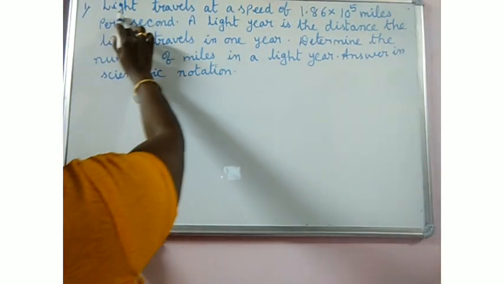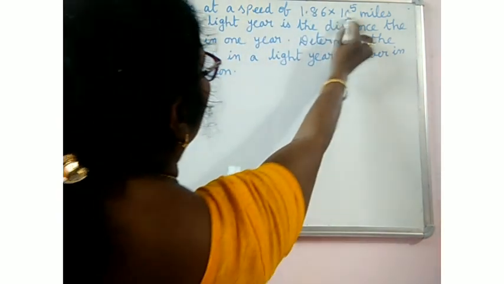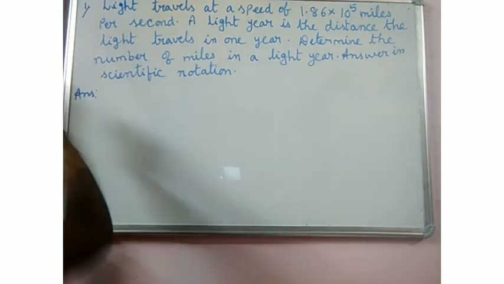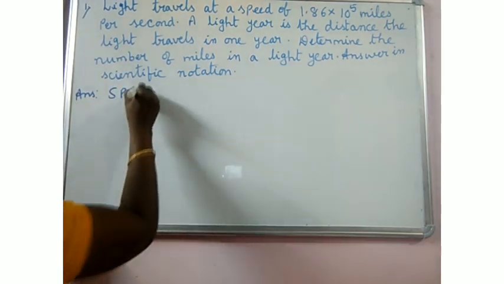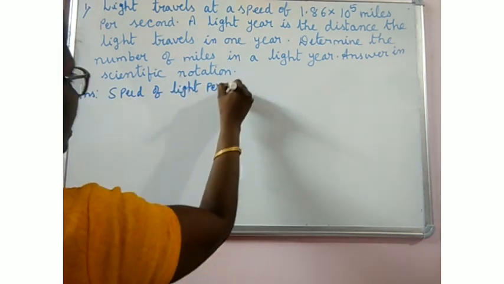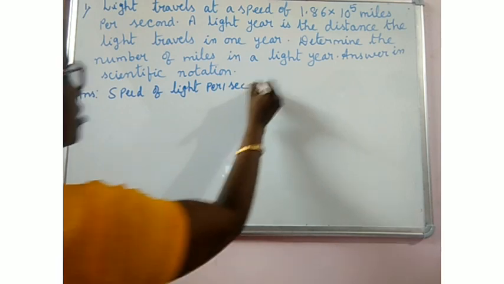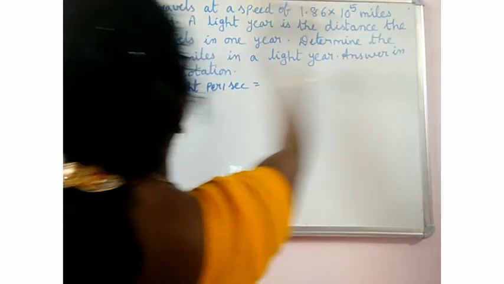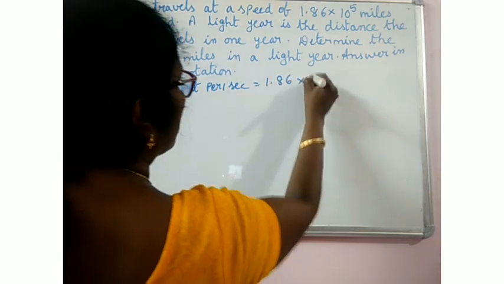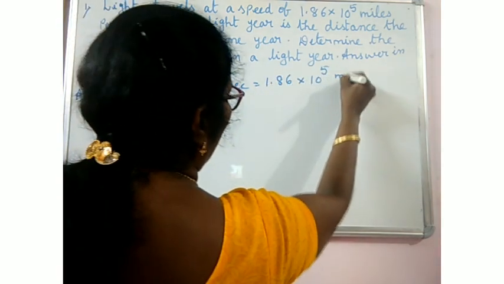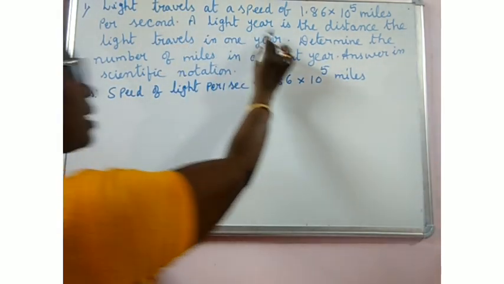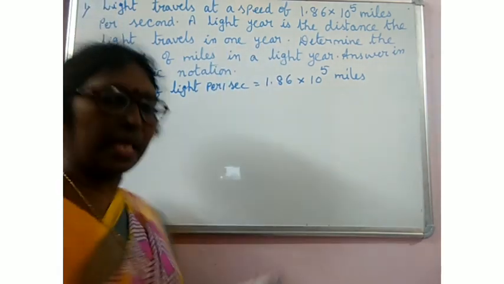What is given is that light travels at a speed of this many miles per second. The meaning of that is, speed of light per second, or 1 second, equals 1.86 into 10 to the power 5 miles. What is given, I have written in statement format. A light year is the distance the light travels in 1 year.